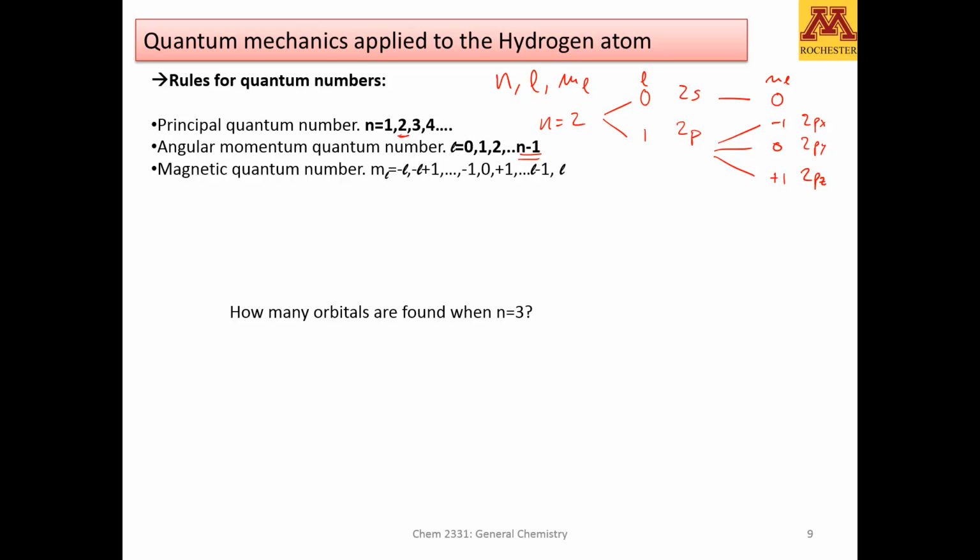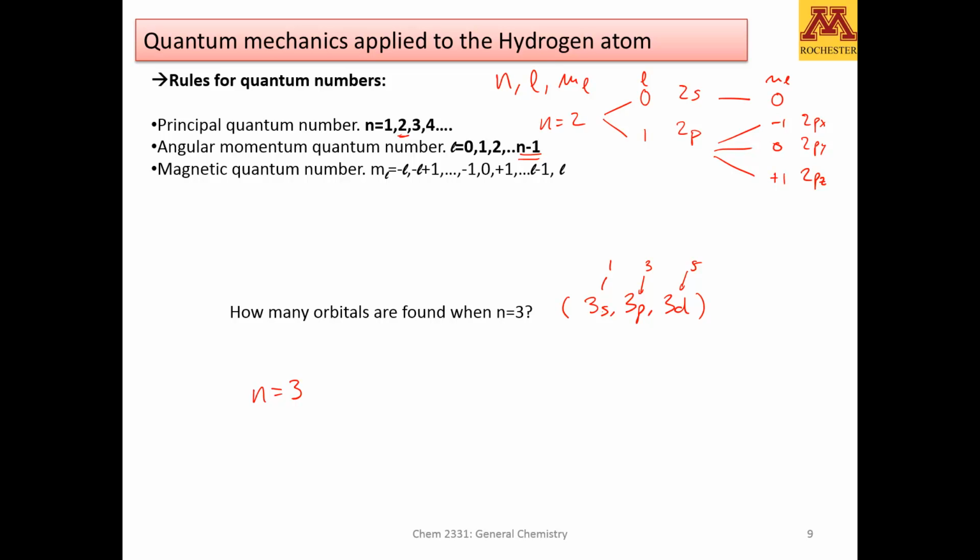So let's run a question here. How many orbitals are found when n equals 3? When n equals 3, we choose already one n, and probably from your previous courses you already know the answer. It's going to be 3s, 3p, and 3d. And probably you already know that there are 3 orbitals in the 3p and 5 orbitals in the 3d, and there's only 1 in the 3s. So you know that, but you have to explain that also in terms of the rules of quantum numbers.